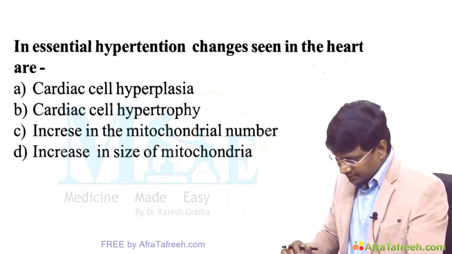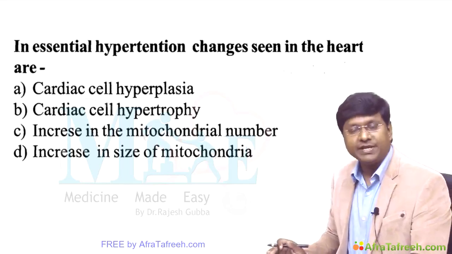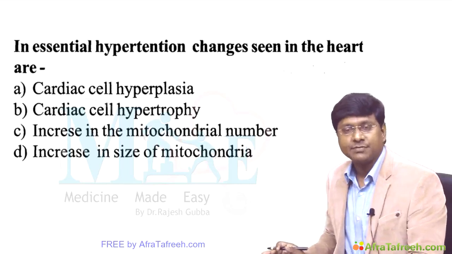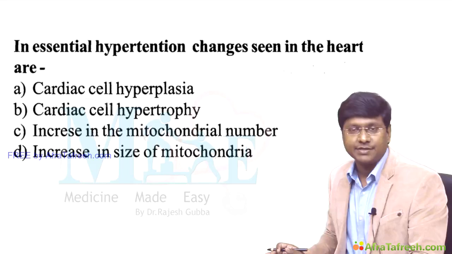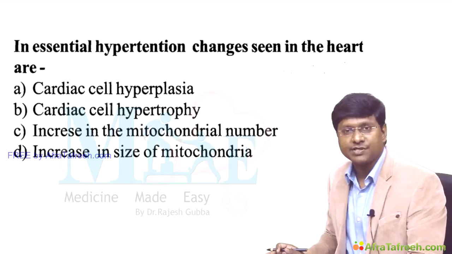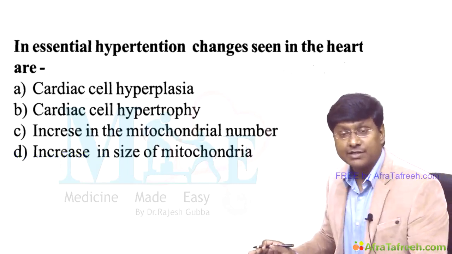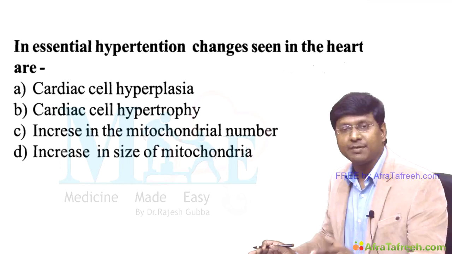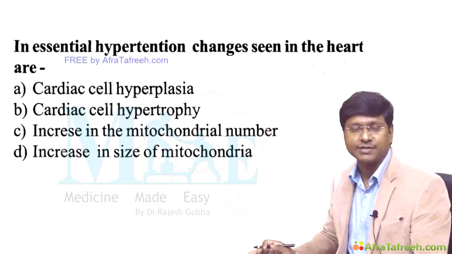Now, if you take essential hypertension, what are the changes seen? Remember, whenever the individual is having hypertension, the afterload on the left ventricle is greatly increased, because hypertension in the sense the blood pressure within the aorta is increased. So, once the blood pressure in the aorta is increased, the heart has to work very strongly to pump the blood from the left ventricle into the aorta. So, the afterload on the left ventricle is grossly increased.